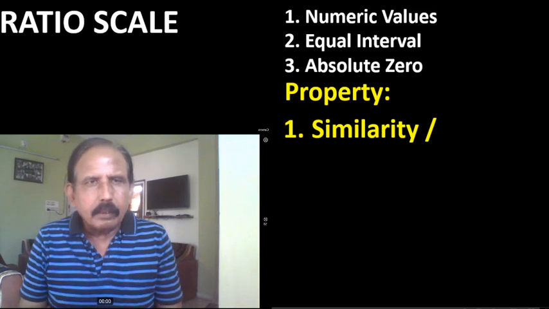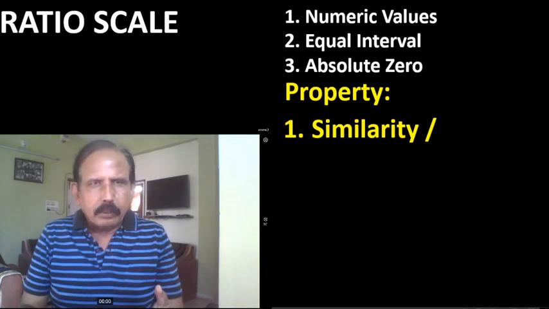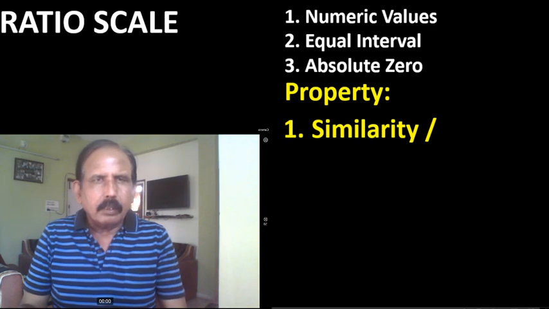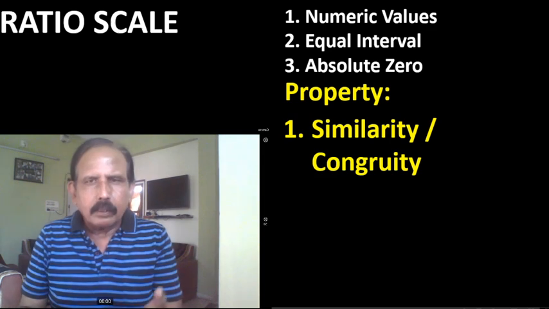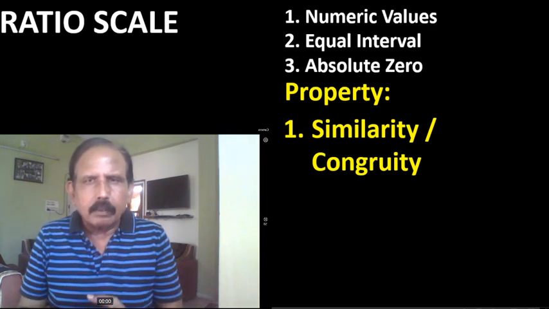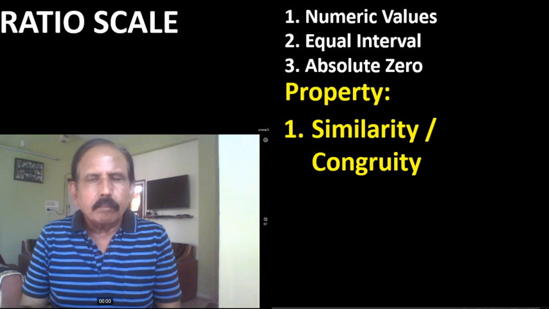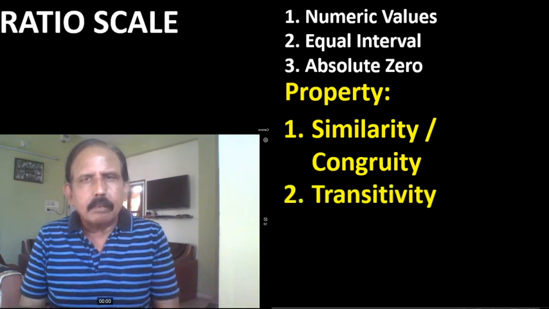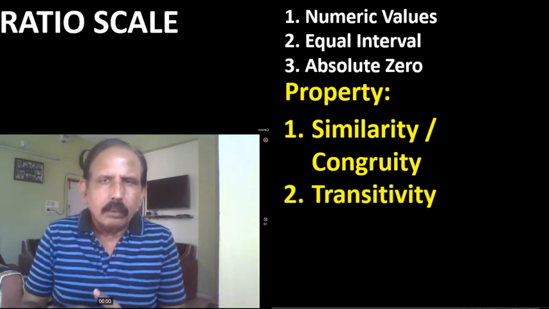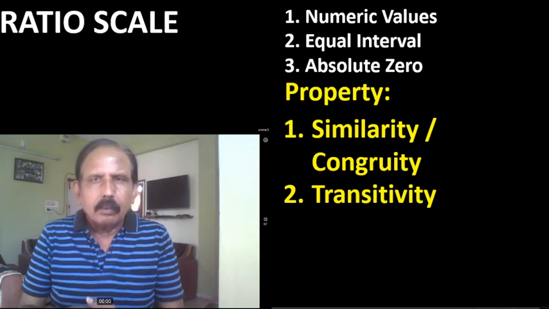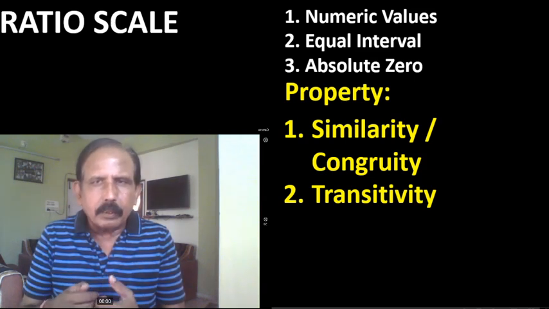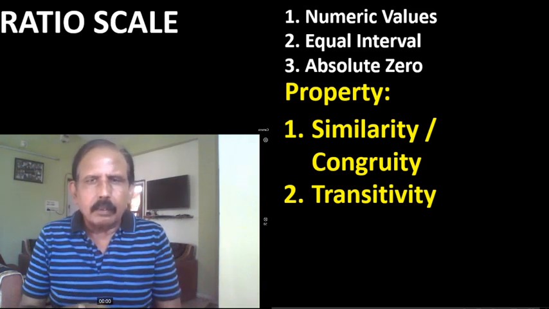Number one is similarity. All the properties of ordinal, nominal and interval are here. Congruity and similarity are the same thing. Similarity property is there because all the subjects are measured on the basis of the same characteristic. Transitivity is there because numeric values are assigned. The numbers are assigned with mathematical value. So the relationship between three elements can be maintained as we have discussed earlier in terms of transitivity.